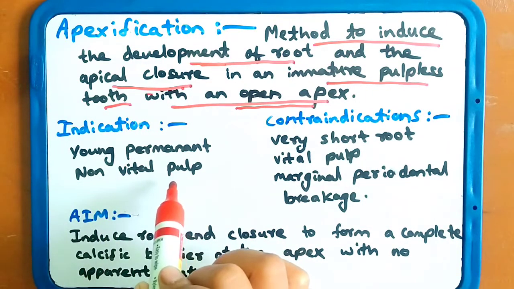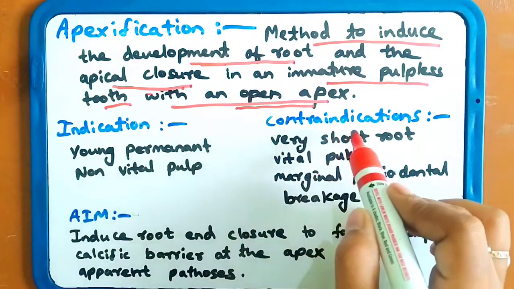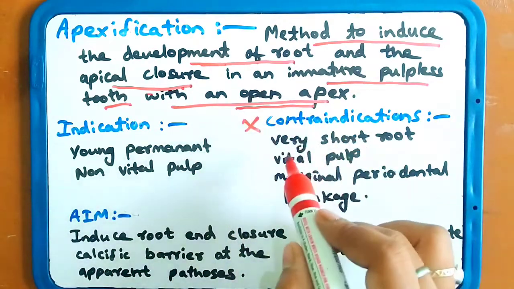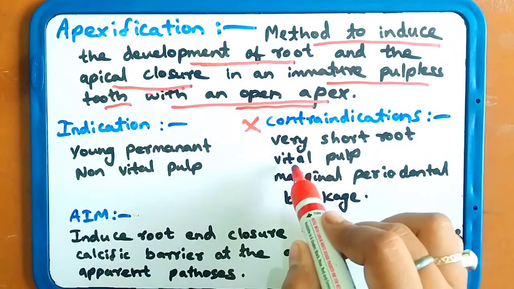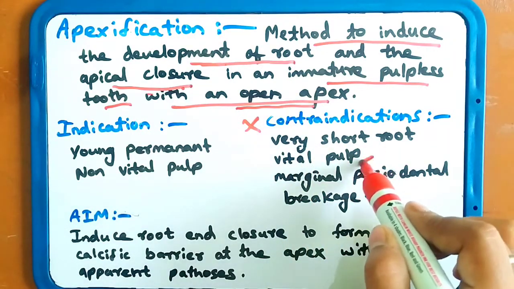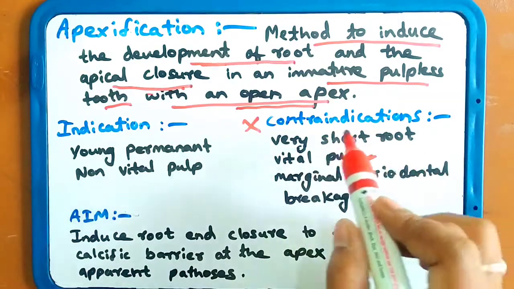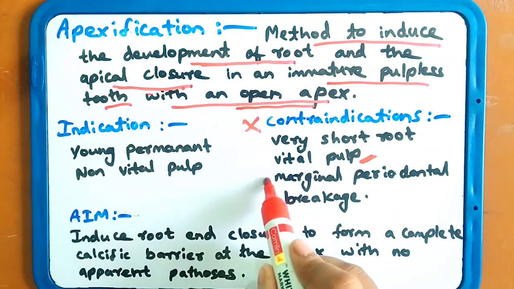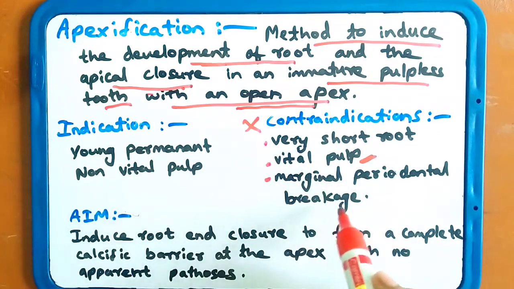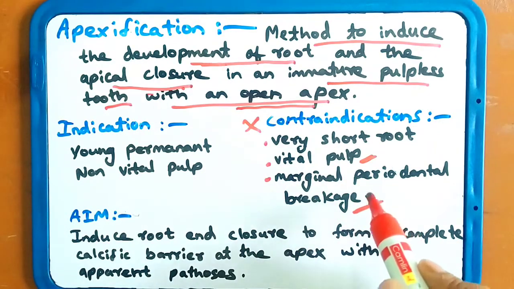What are the contraindications, where it is not done? It is not done in a very short root. It is not done in a vital pulp. When the pulp is vital, you are not going to do the apexification. When marginal periodontal breakage is present, you are not going to do the apexification.